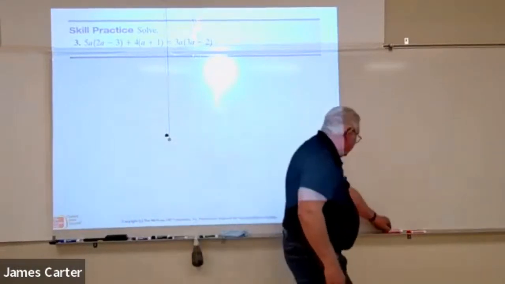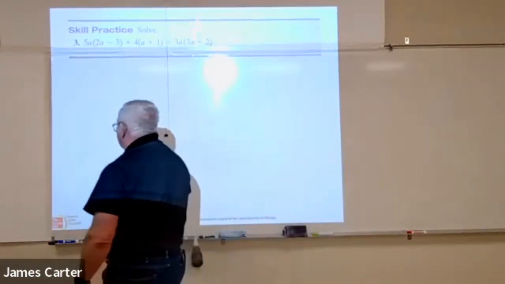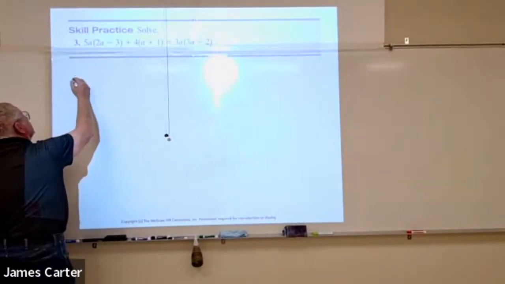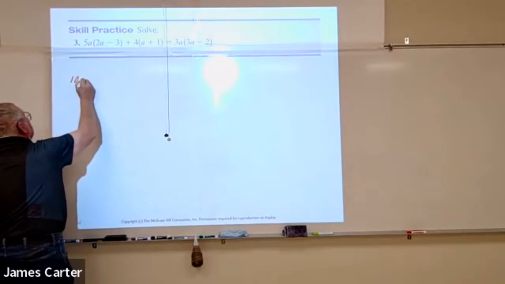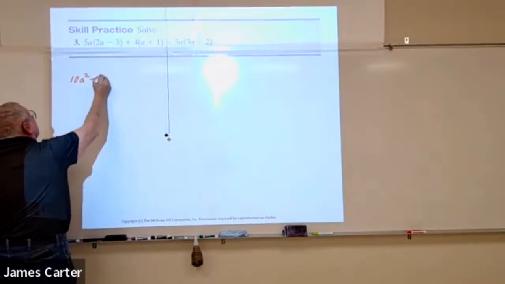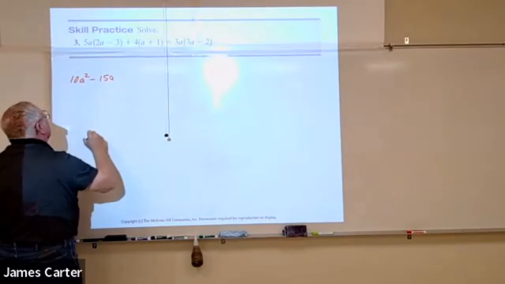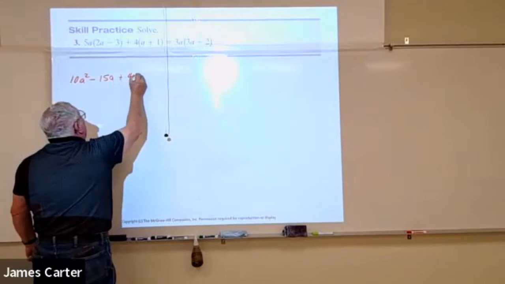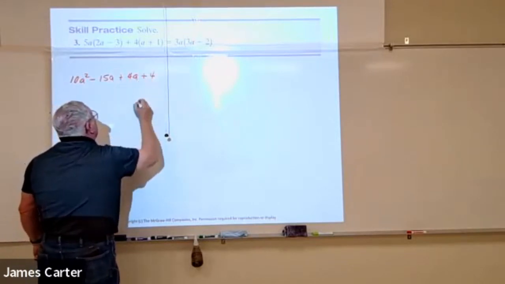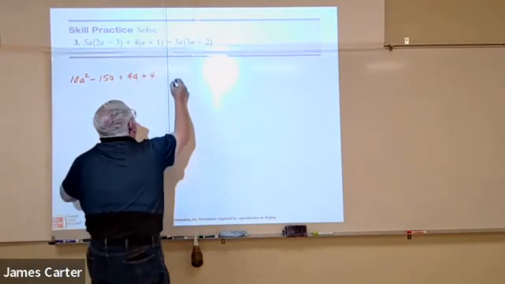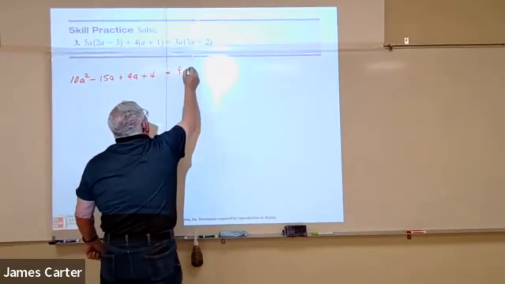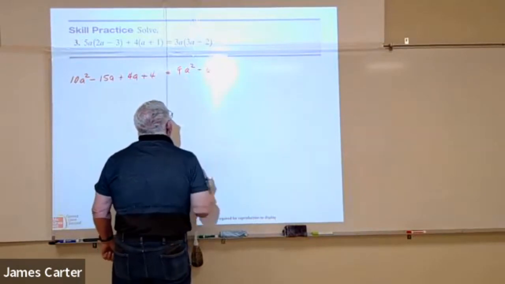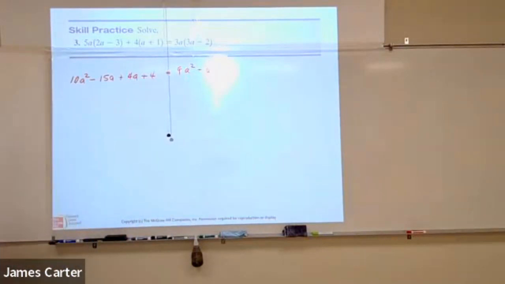Let me get a red pen. Just keeping things different. I'm going to leave all that up there, and I'm going to do my first distribution step. So I've got 10a squared minus 15a for that part, plus 4a plus 4 for that part equals 9a squared minus 6a.